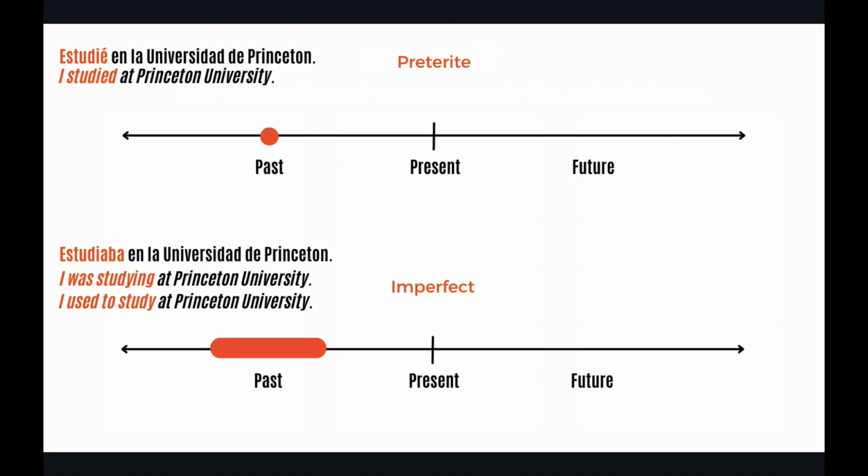Maybe someone says, ¿Dónde estudiaste? Where did you study? And you say, estudié en la Universidad de Princeton. You're just talking about that's where you studied. It's over and it's done. You don't study there anymore. What about the imperfect?